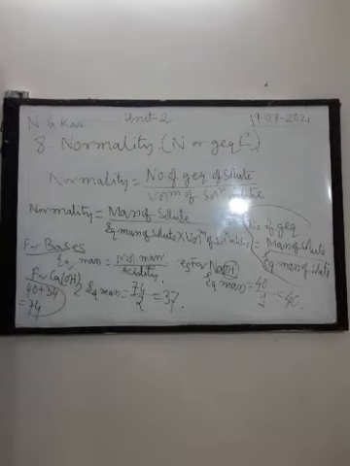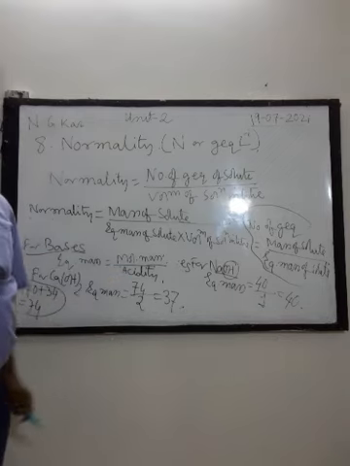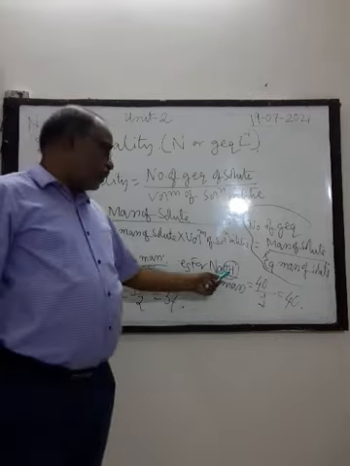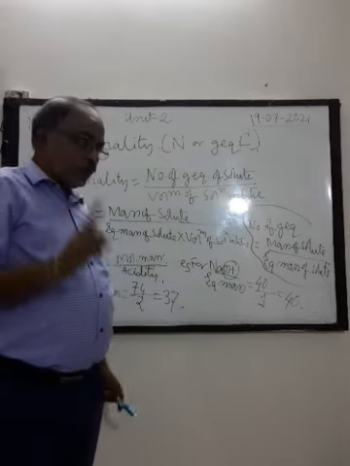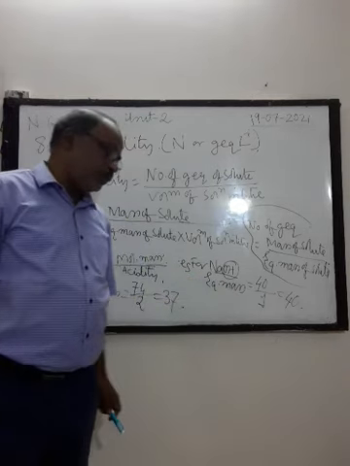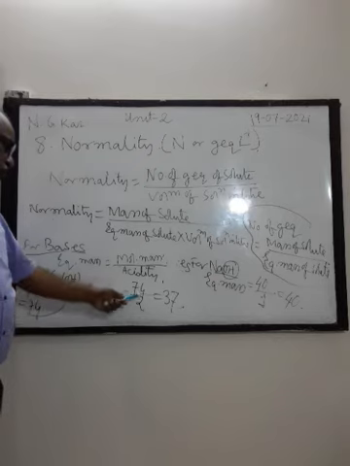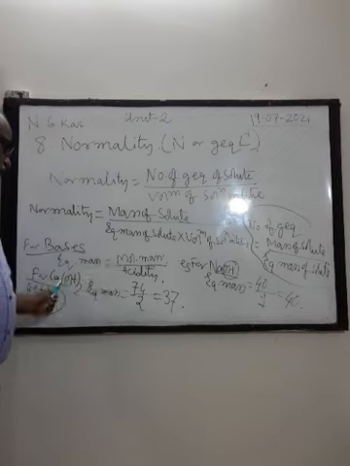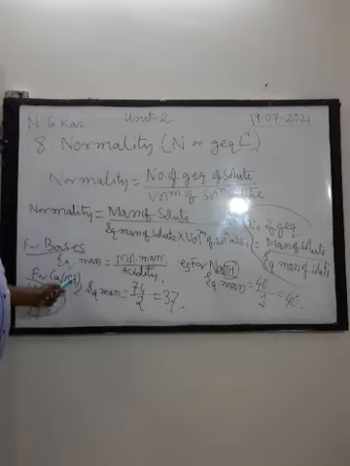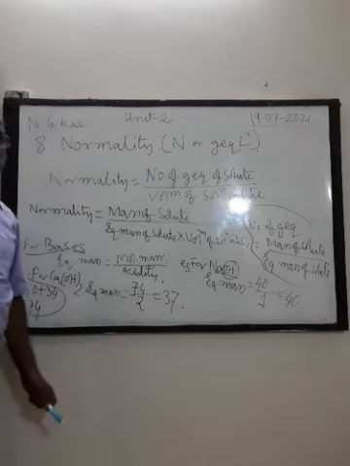So for bases, equivalent mass equals molar mass by acidity. Acidity means the number of OH groups present. For sodium hydroxide, where the OH group is 1, acidity is 1. So equivalent mass equals 40 by 1, so 40. For calcium hydroxide, equivalent mass equals molar mass by 2, because the molar mass of calcium hydroxide is 74 and the number of replaceable OH, that is acidity, equals 2, so the equivalent mass is 37. So this is the formula of equivalent mass of bases.